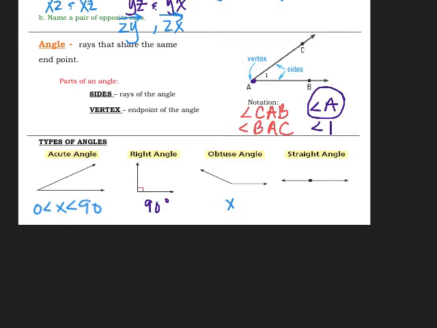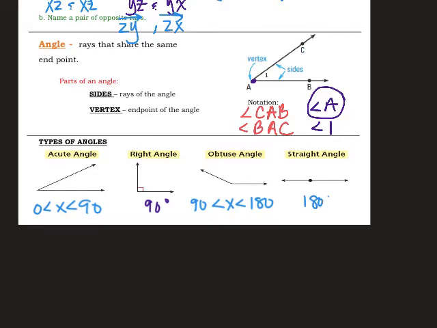It's more than 90? Or let's go this way. More than 90, but less than? Who remembers the other number? 180. And then the straight angle. Who remembers what a straight angle equals?